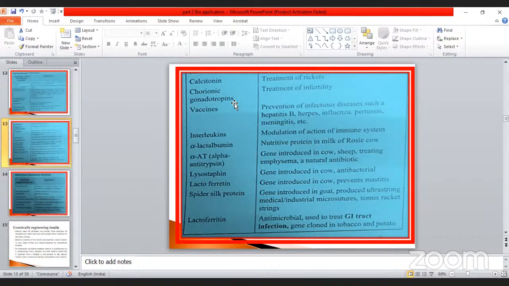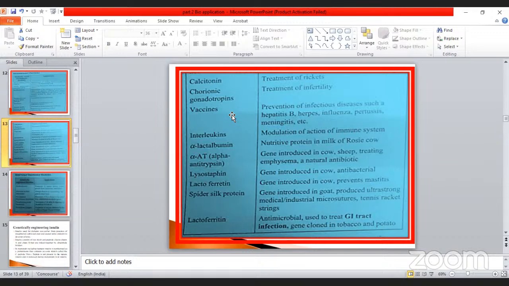And chorionic gonadotropin. This is also very important. Chorionic gonadotropin is one of the hormones secreted by the gonads. It is very essential for fertility. Due to the lack of fertility, what happens? The sperm will not fuse with the egg, and they will not get a child. In such cases, chorionic gonadotropin hormone is used. It is also one of the proteins. Treatment of infertility. This is also another one.